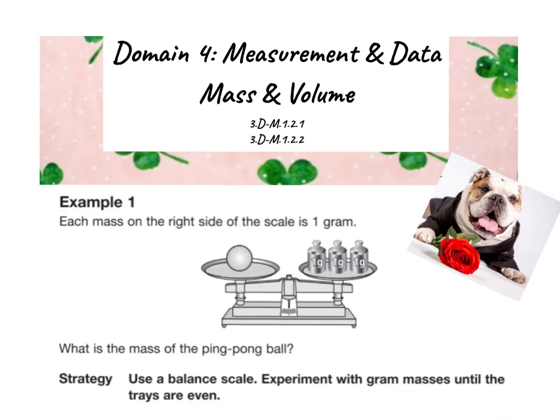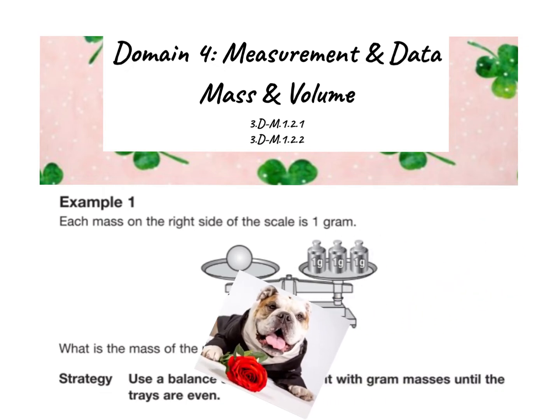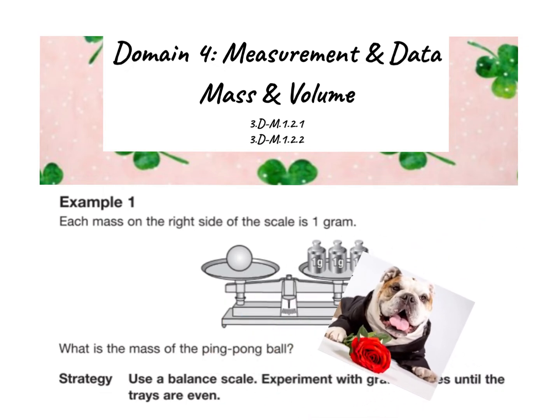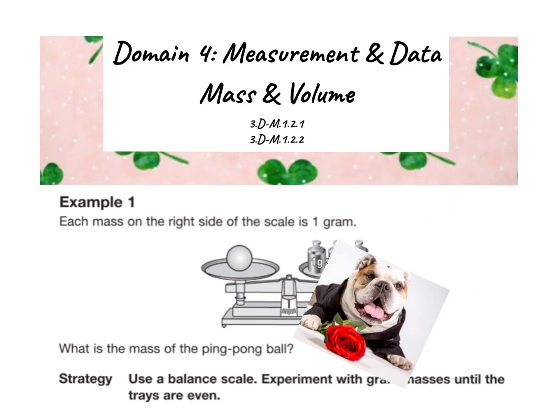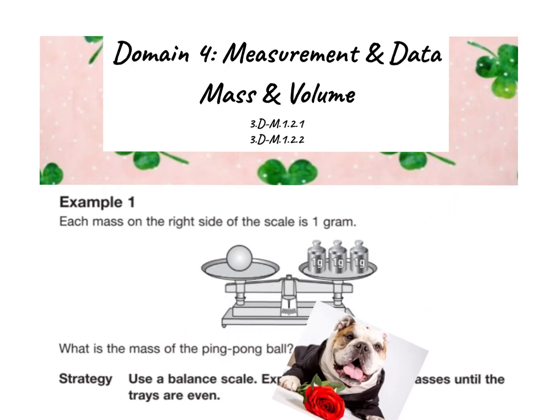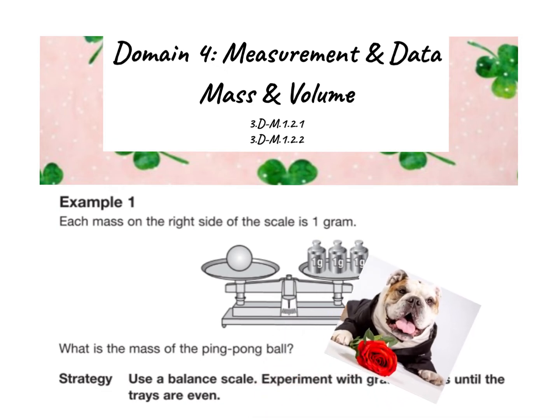Let's practice this example. Each mass on the right of the scale is worth 1 gram. So what is the mass of this ping pong ball? I can see we're going to use a balance scale. We're going to experiment with gram masses until the trays are even. And as you can see right here, the trays are even. That pointer is right there in the middle, so I can see that it is even.